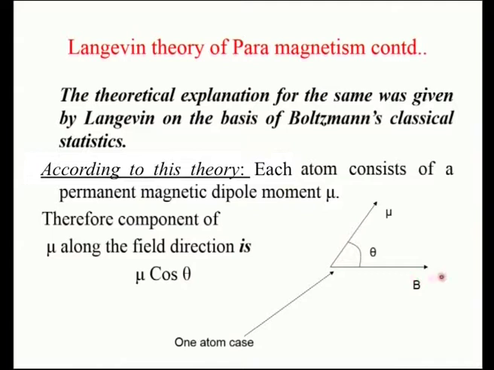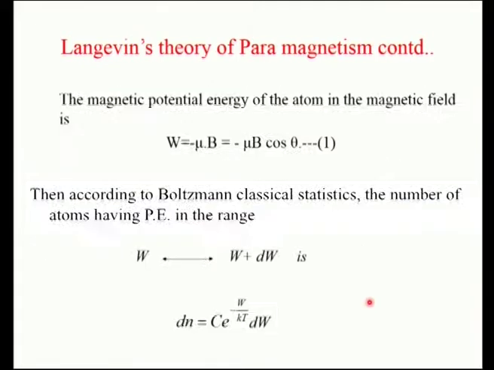When we say field, here we are talking about the magnetic induction or magnetic flux density B developed here. So, mu cos theta is along B. The energy associated here due to the interaction of mu with B is minus mu dot B, and so we have W equal to minus mu B cos theta. So, W expresses the interaction of this magnetic moment with the applied field.